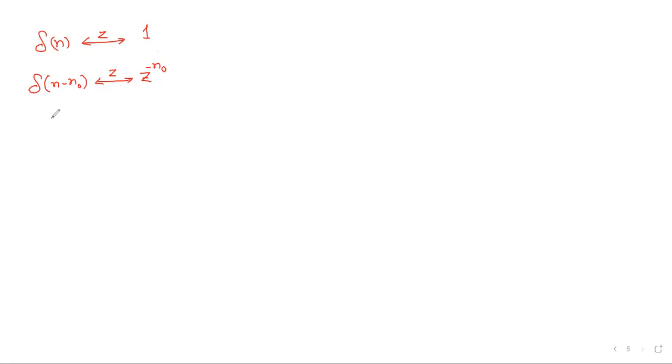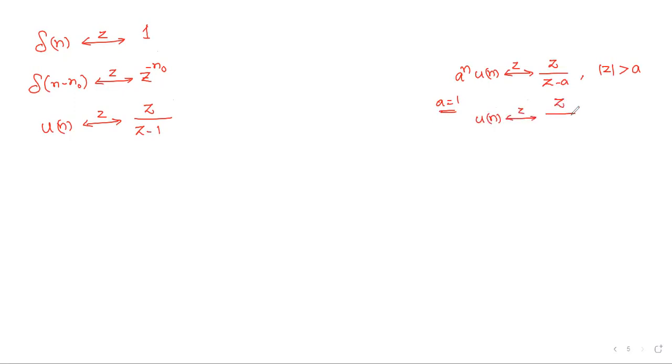Now let me take u of n. What is the z transform of u of n? Z by z minus 1. How did we get it? We know the standard signal a power n u of n, Z transform is z by z minus a. What is the ROC? Mod z is greater than a. Now let a equal 1. What do we get? u of n Z transform will be z by z minus 1, mod z is greater than 1. That is the formula, or we can say the standard signal.